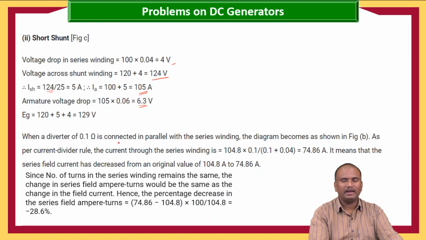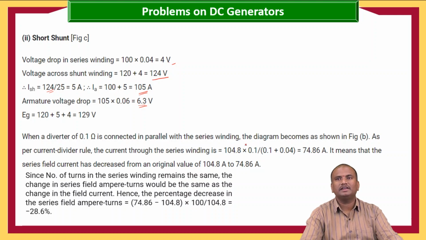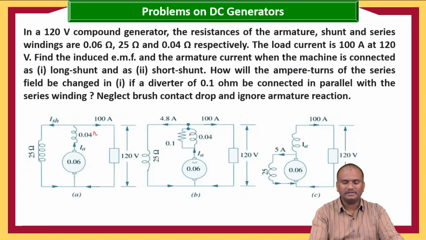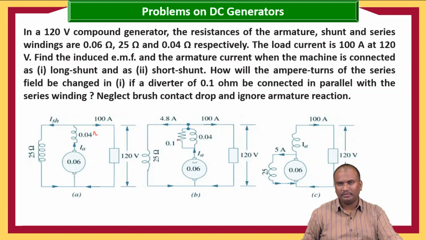Now when a diverter of 0.1 ohm is connected in parallel with the series winding, the diagram which is here, this is the diagram which we are going to get. It is 0.1 ohm.